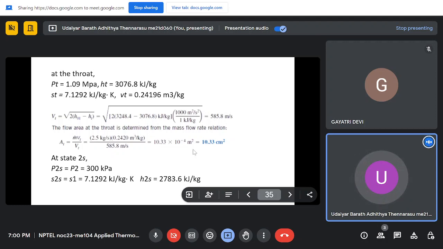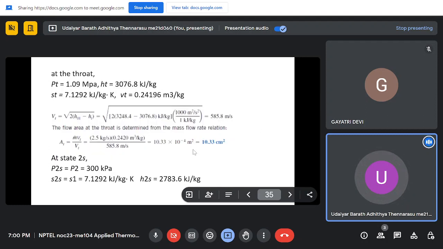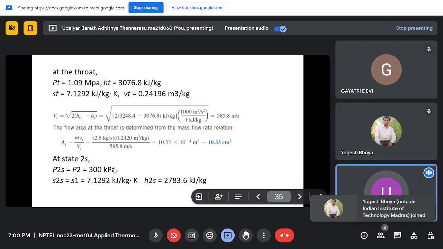And second, state 2s is the exit condition, assuming an isentropic expansion throughout the nozzle. So the pressure P2 is 300 kilopascal, and the entropy at state 2 will be equal to the entropy at state 1, which is 7.1292 kilojoule per kg Kelvin. For this pressure and entropy condition, we can find the enthalpy, which comes out to be 2783.6 kilojoule per kg.